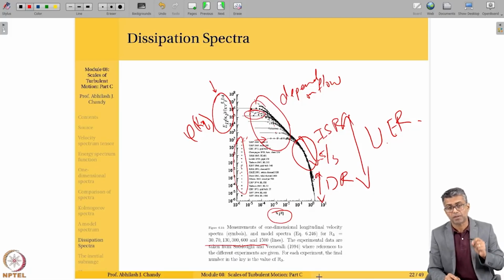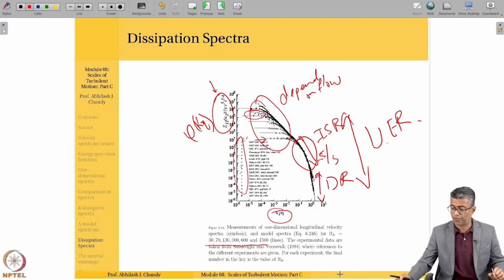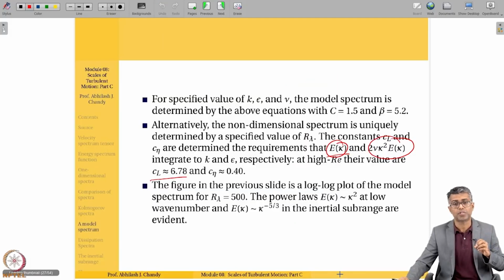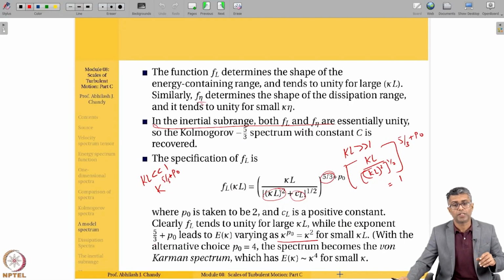Now, it is not just symbols you see in this figure. There are also lines. Those lines are the model spectra that we discussed in the last class. Model spectra according to the different Reynolds numbers. You can have a model spectra whose behavior is governed by the Reynolds number. Now, it has mainly two functions. A function that shows the energy containing range, right? The FL, if you will, and then the F eta, which was the function for the dissipation range. So this is what you had.